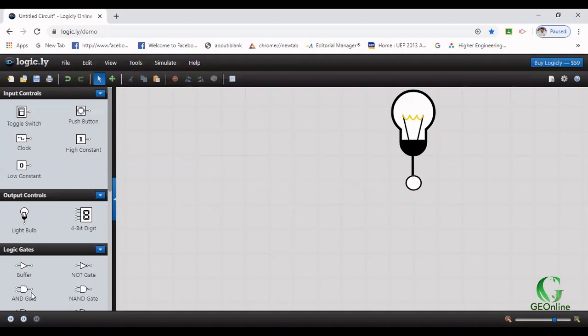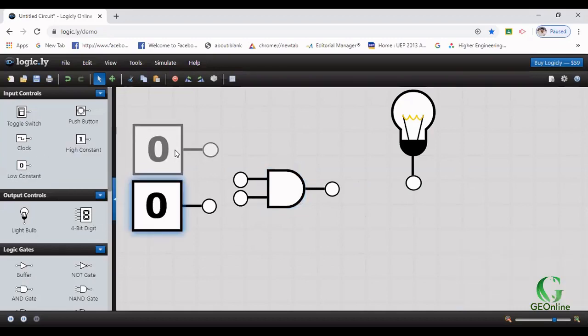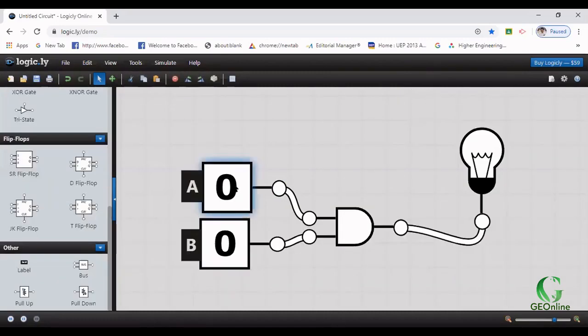Now coming to AND gate. AND gate is a logical circuit in which the output of the AND gate is high only when both the inputs are high. So when I connect 0 and 0 to the input of the AND gate, the output of AND gate is low. So when A is 0 and B is 0, output is 0.